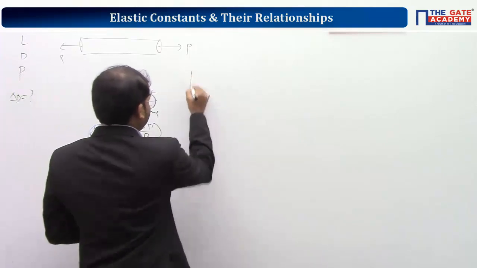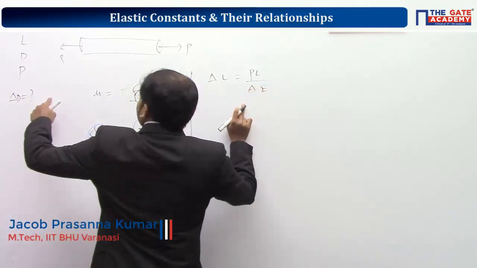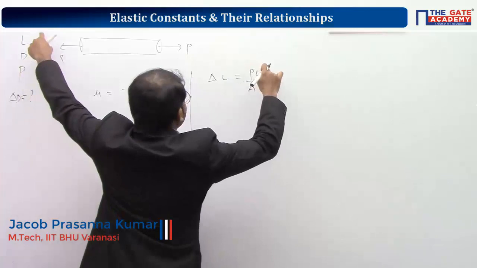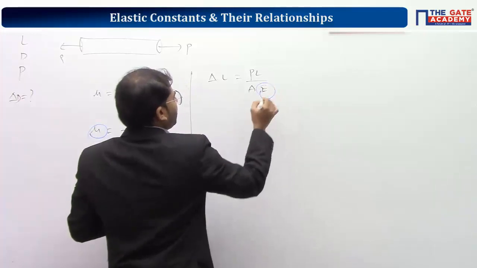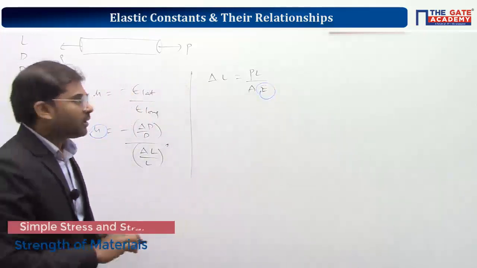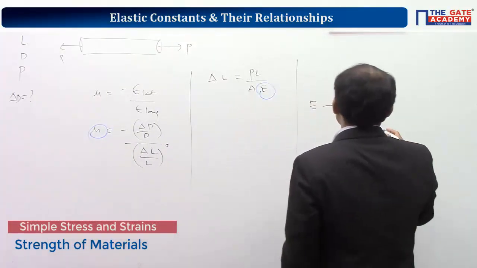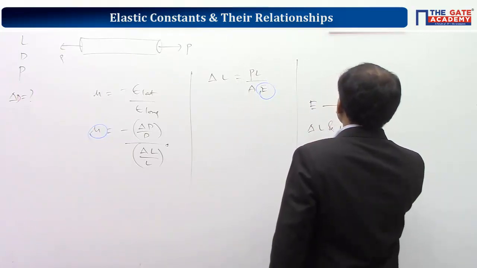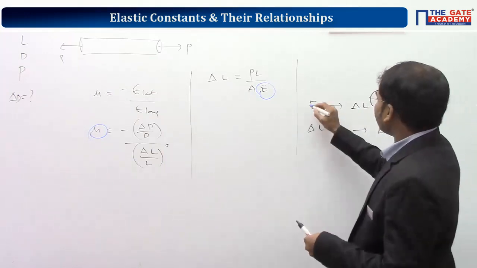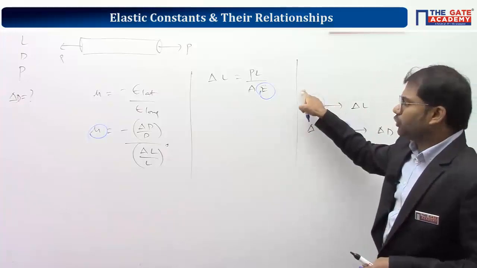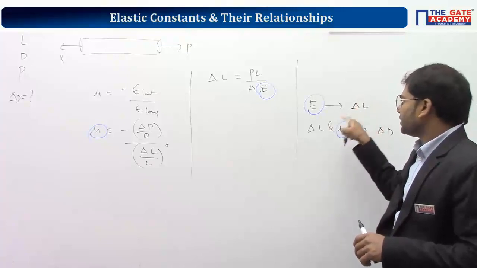Delta L comes from the formula PL by area into Young's modulus. To get delta L, we know the value of P, we know the value of L, and we know the area because we know the diameter, but we should also know the value of Young's modulus. If you know Young's modulus, using that we can get delta L. Using delta L and mu, we can get the value of delta D. So if you see the options, we require Young's modulus and Poisson's ratio. Once you know Young's modulus, only then can you get the change in length. Once you know Poisson's ratio and change in length, you can get delta D.